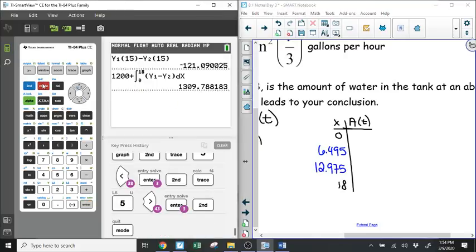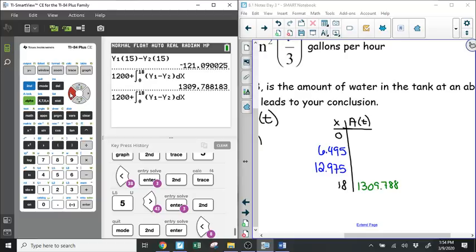So let's go back here. We actually already have the last one done, didn't we? The last thing we just did on our calculator was evaluating it at time equals 18. So I have that as 1309.788. You can continue to type that in. I have mine right there, so I'm just going to go second entry and change the 18 to my specific times.